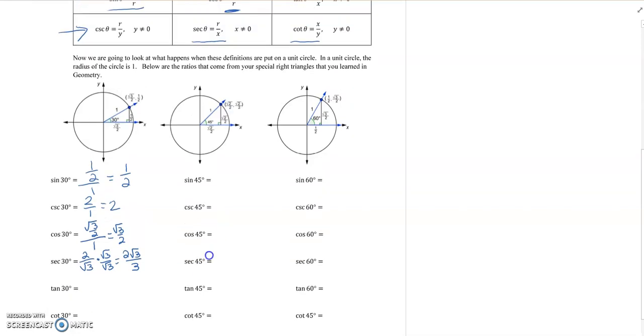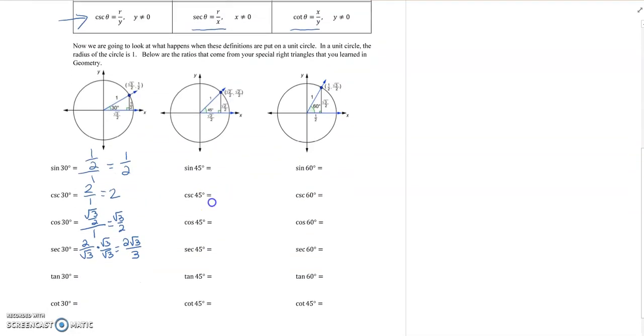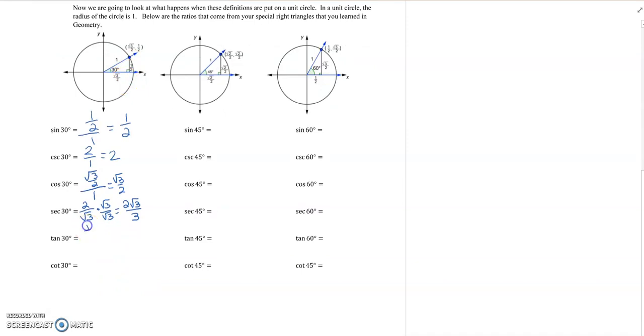Now tangent of 30. Tangent, we discover, is y over x. So our y-coordinate in this case is 1/2. Our x-coordinate is root 3 over 2. So now we actually have to do some math. So we have 1/2 divided by root 3 over 2. We're going to keep our first fraction, flip our second one, 2 over root 3. And then we can cancel our 2's, not our root 3's. We have 1 over root 3. When we rationalize this, I'm going to multiply by root 3 over root 3. We end up with the tangent of 30 being root 3 over 3.